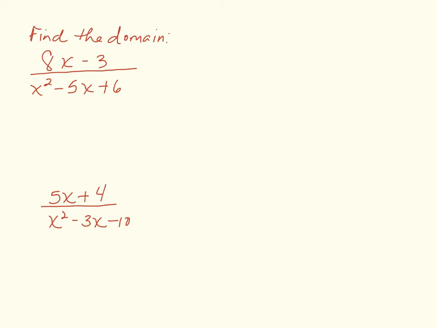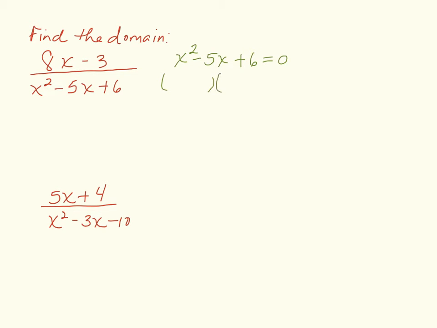Let's find the domain of this expression. X squared minus 5x plus 6. Well, when finding the domain, we're only concerned about the denominator. We want to know what makes the denominator equal 0. So let's take the denominator and set it equal to 0. What's going to make it 0?